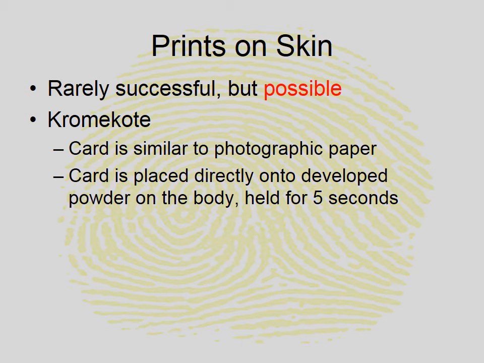Prints on skin is tough to do, but it is possible. It is extremely tough to do. Some of the methods are chroma coat, which is similar to photograph paper, that they hold on a body and develop for 5 seconds or so. Another method is super glue fuming. They can actually make a chamber, put it over a body, and that may work as well, but it's very tough.